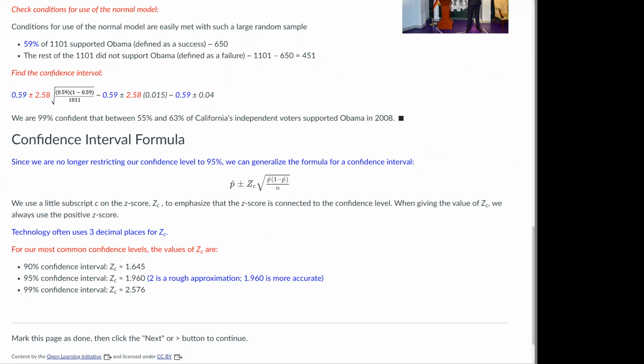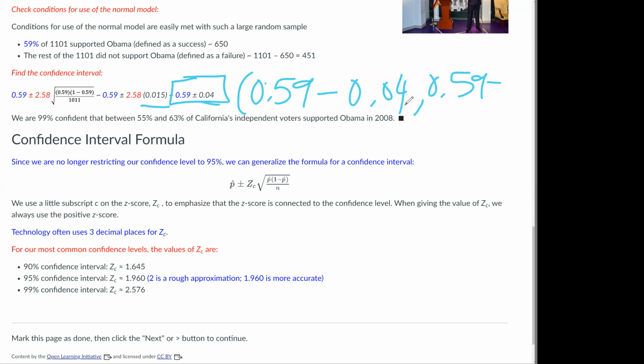It looks like they simplified that square root formula. When you calculate that, you get 0.015. If I multiply that by 2.58, I get 0.04 if you round it. I need to add and subtract that from 0.59. So the smaller number in our confidence interval will be 0.59 minus 0.04, comma, the larger one will be 0.59 plus 0.04. And it looks like those are the numbers we get. We get 0.55 as a smaller number, comma, the larger number, 0.63.